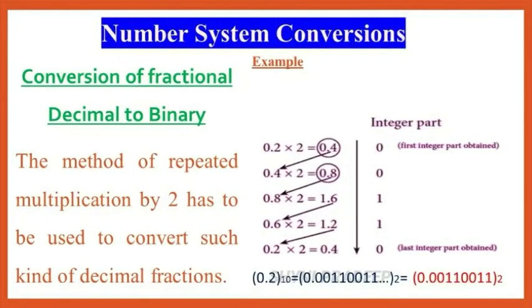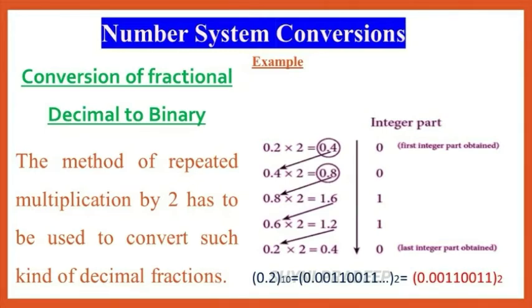Now let's see conversion of fractional decimal to binary. If you want to convert a fractional decimal number into a binary number, you have to use this method, which means the repeated multiplication by 2 method. So first you have to multiply that decimal value by 2. In that answer, note that integer value separately and take only the fractional part in the next step. The integer part is either 0 or 1. Take that integer part, and in the next step, discard the integer part of the previous product. Multiply the fractional part of the previous product by 2.